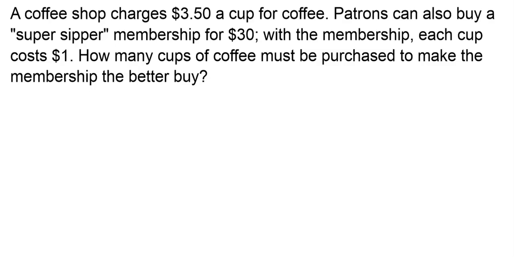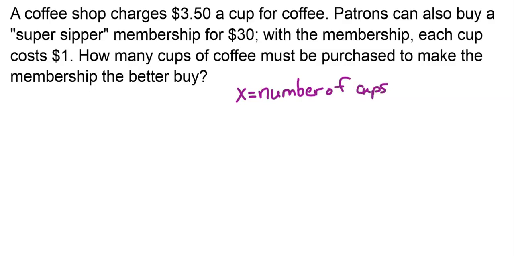And the total cost is dependent upon how many cups of coffee you buy. So that's an indication of what our variable needs to represent. The thing that's going to change. That's why it's called a variable. It can change. It can vary. So we're going to let X be the number of cups purchased.